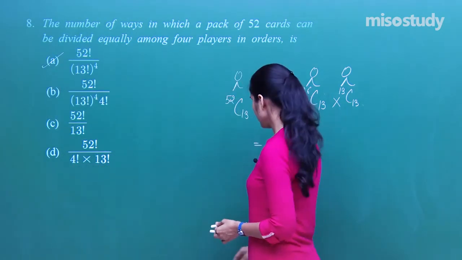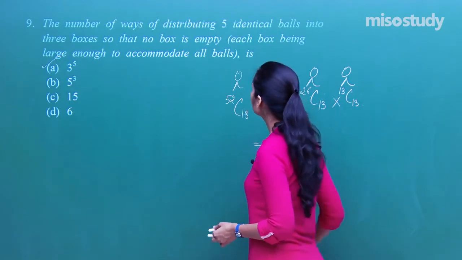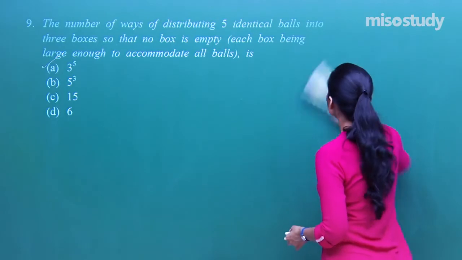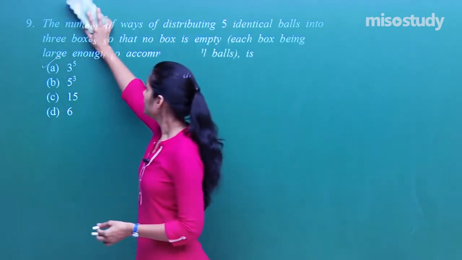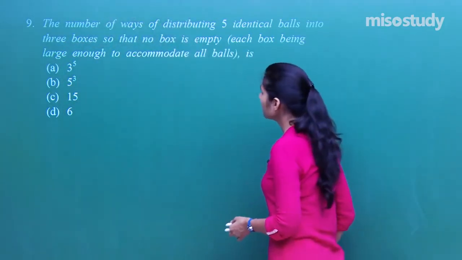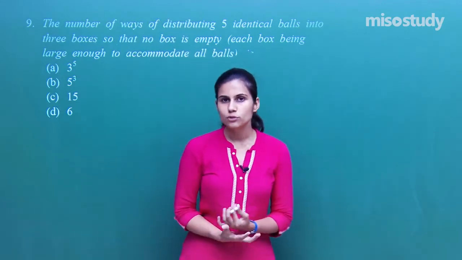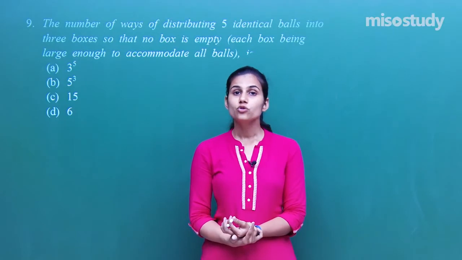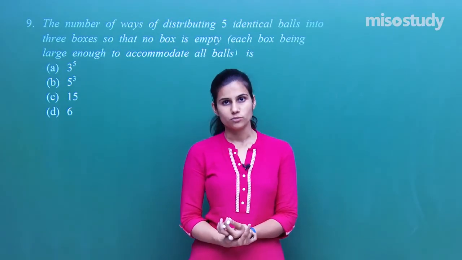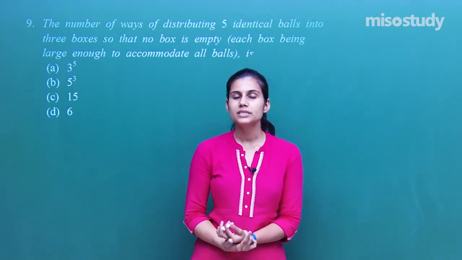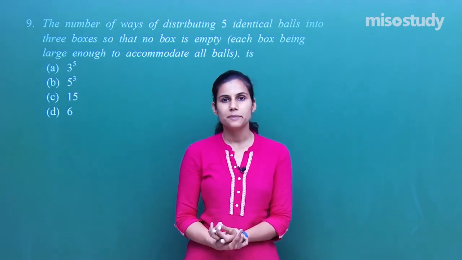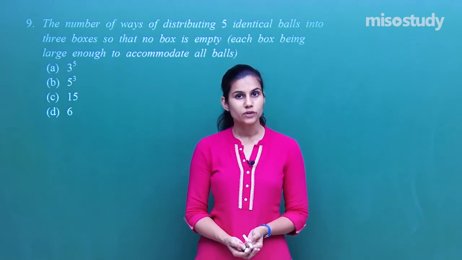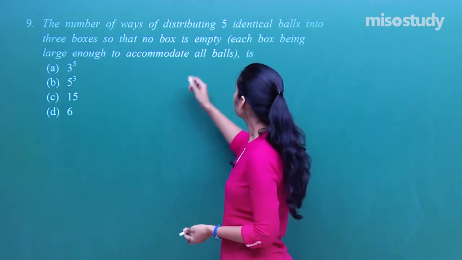Clear? Next question we have: the number of ways of distributing 5 identical balls in 3 boxes so that no box is empty. Now this is a pretty direct concept. If you remember, the number of ways of distributing n objects in R groups such that each group contains at least one object, that means no group is kept vacant or blank, can be done in n minus 1 C R minus 1 ways. Exactly the same thing is asked over here.